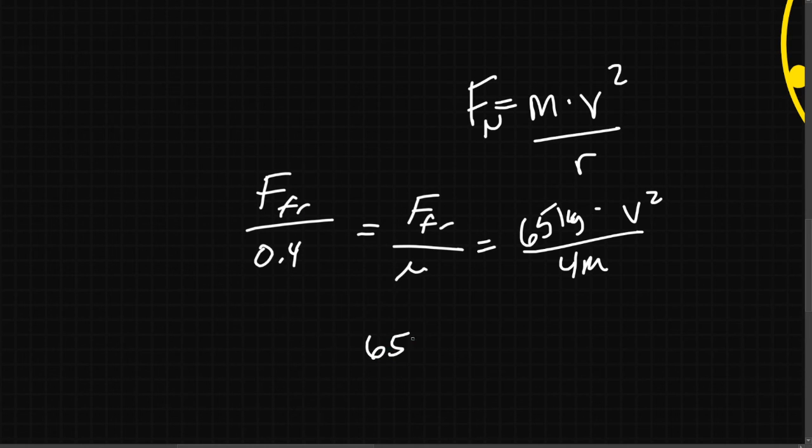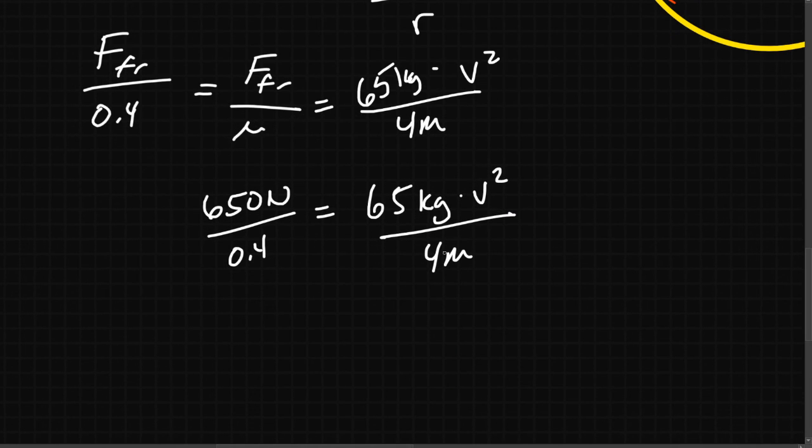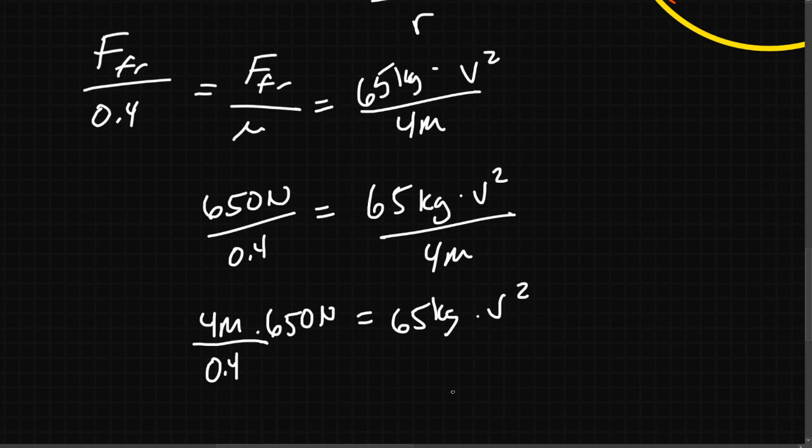So 650 newtons divided by 0.4, that's our value of mu, will be equal to 65 kilograms times the velocity squared divided by 4 meters. So I'm just going to move a few things around. I'm going to put this 4 up here, then I'm going to cancel out the 4 and deal with all that. And look, 65, 65, we can do a lot of cheating here. It's just kind of nice. So 4 meters over 0.4 times 650 newtons will be equal to 65 kilograms times v squared.